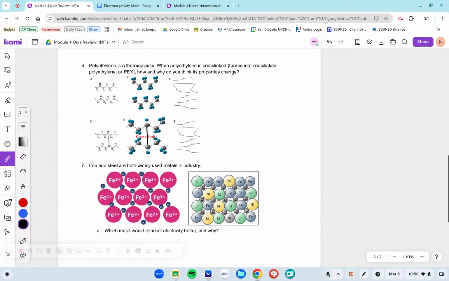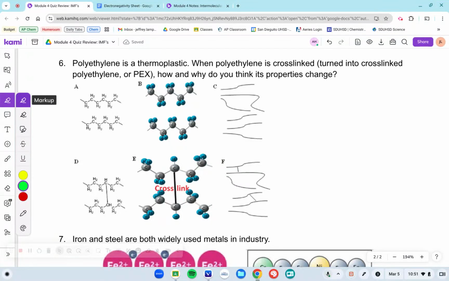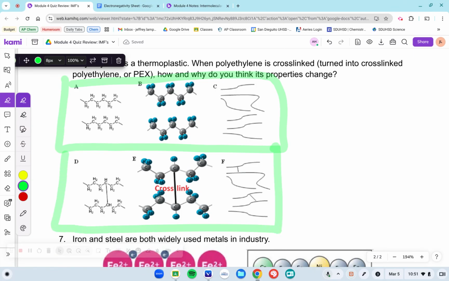So this back page is about polymers and metals. So first it asks, polyethylene is a thermoplastic. Now, when polyethylene is cross-linked, it turns into PEX. So it's asking how and why do the properties change? So what we're shown here is, in this first section up here, we have all of the representations of the polyethylene. And then down here, we have the cross-linked polyethylene.